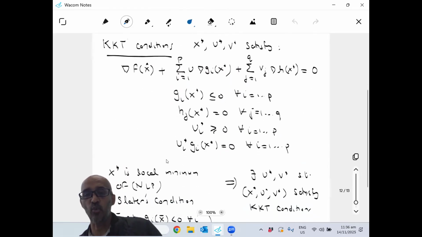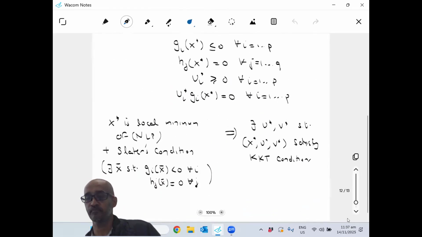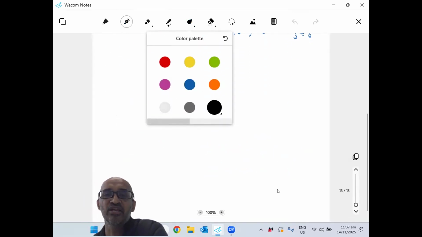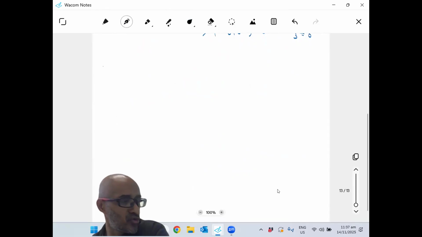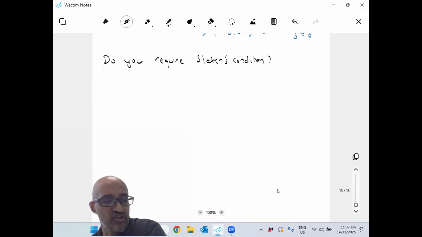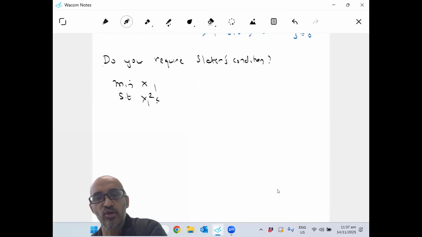Now it turns out, why do you require Slater's condition? Without Slater's condition, you can have some funny things happening. Do you require Slater's condition? The answer is yes. For example, if I give you a problem like this: minimize x1 subject to x1 squared less than or equal to x2 and x2 equal to 0.